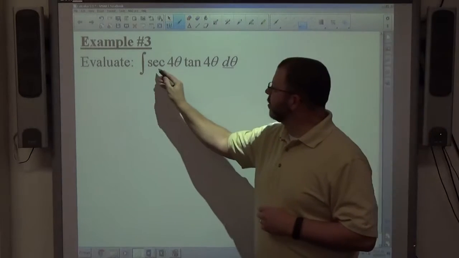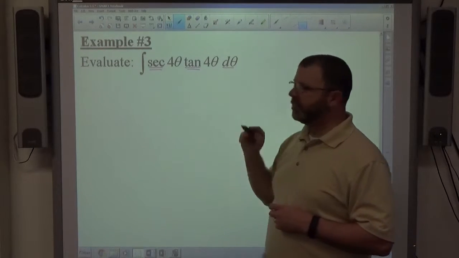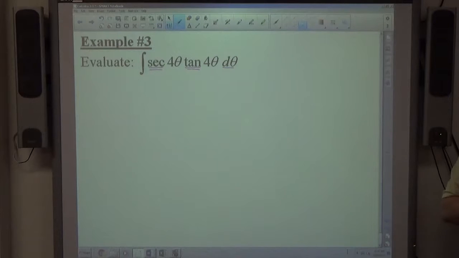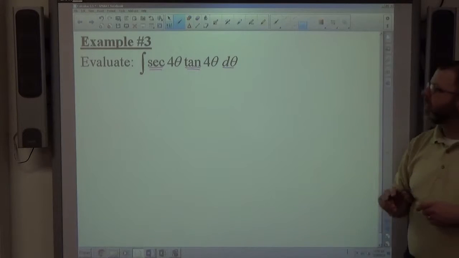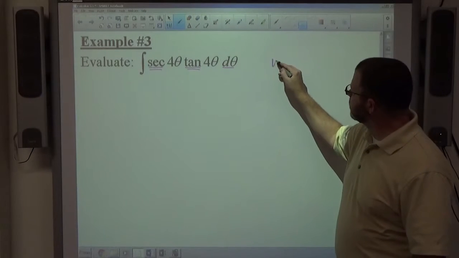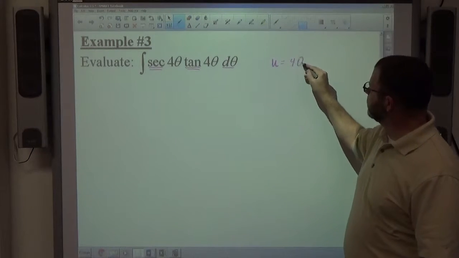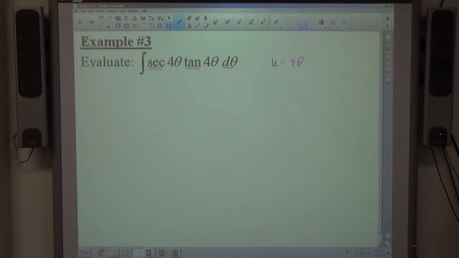So as soon as I see secant tangent of the same thing, this is a secant function, or it's secant tangent function, if you will. And the argument is 4 theta. And if you recall with the substitution technique, because it's not just secant tangent of x, it's secant and tangent of 4 theta, I want to transform this into a different integral that's easier.